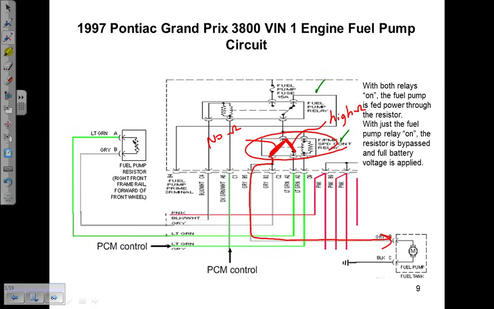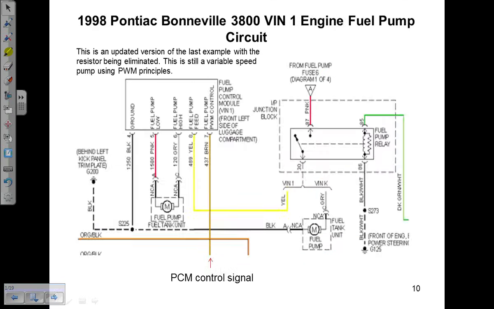Why am I mentioning this? Every car is different. You guys need to be aware of different fuel pump circuit designs. In the later model, same car, they got rid of the resistor. Why'd they get rid of the resistor? Because the resistor had all kind of problems.